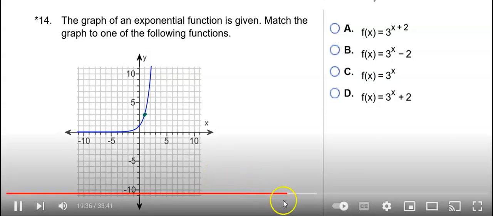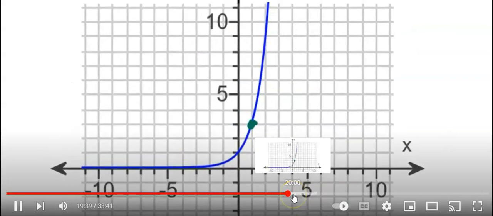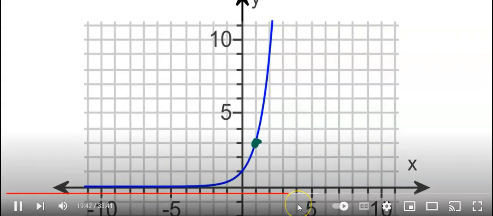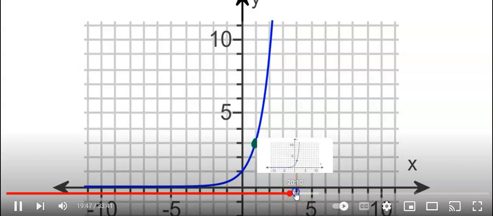Let's see what I'm actually going to write down. Come on, what am I going to write down? 1, 3. Come on, let's fast forward a little bit.